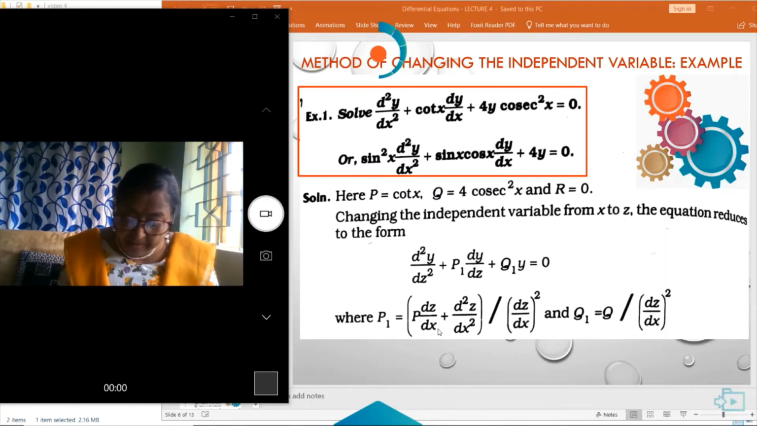So applying this method, p is cot x. Let us choose z such that p1 is equal to 0. Now the equation is d2z by dx square plus cot x dz by dx is equal to 0. Put dz by dx is equal to q.